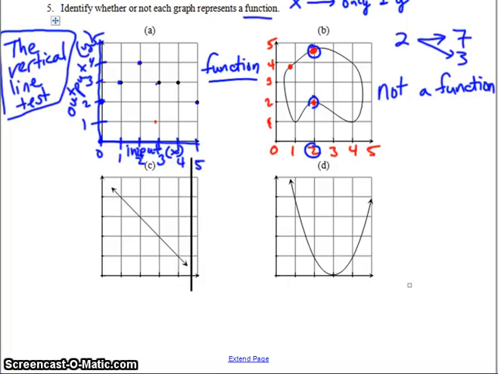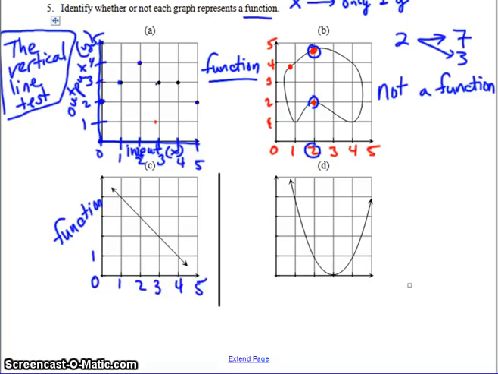Let's try the vertical line test again. As I'm going along with my vertical line, I notice there's no spots where it intersects this line twice. So this is a function. Here again, I'm going to label this. If I do the vertical line test, I could tell it is a function because it doesn't intersect at 2 spots.